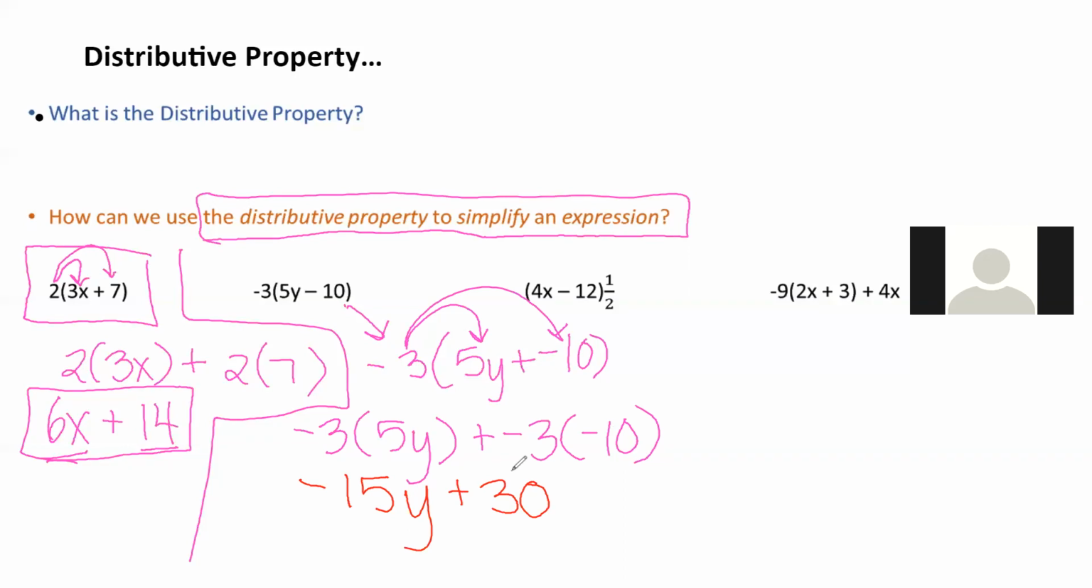Can I combine the -15y and the 30? Emma says no. Do you guys agree with Emma? What do you guys think? Can we do anything else? Do they both have y's? Are they equal to anything? What do you guys think?